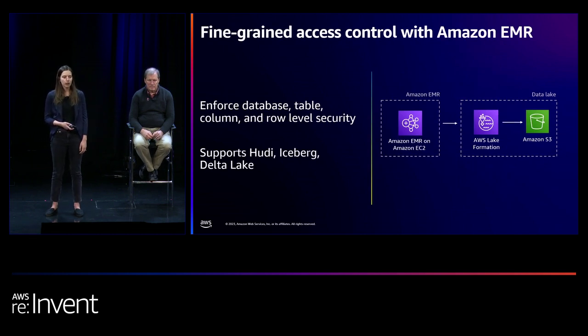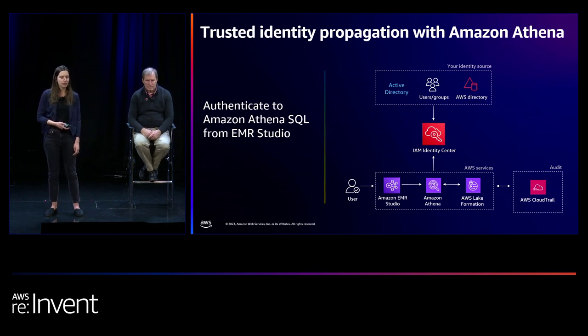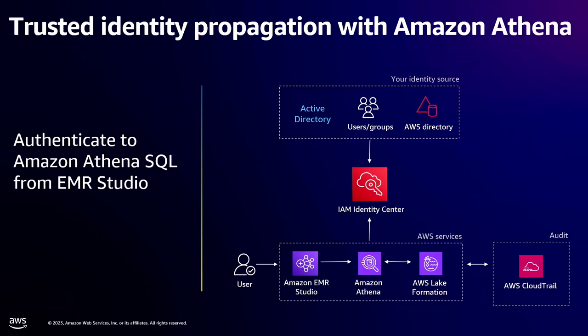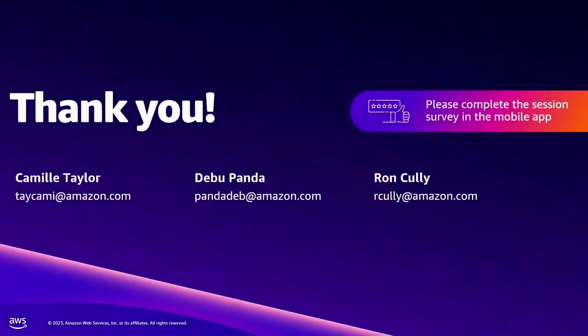Second use case is if you want to apply fine-grained access control for Amazon EMR jobs, you can do that with Lake Formation. So you can enforce column and row level security with Lake Formation on data that's in Amazon S3, and that's supported with Hudi, Iceberg, and Delta Lake. And then finally, through EMR Studio, support is coming soon for Amazon Athena. So same thing, if you're accessing Amazon EMR Studio to query data on Athena, data secured in Lake Formation. So when users are querying data on Athena through Amazon EMR Studio, that data is secured with trusted identity propagation.